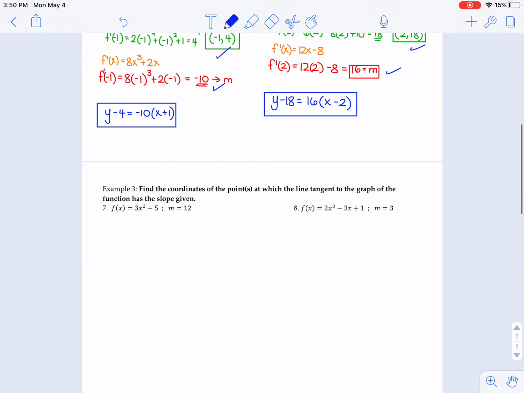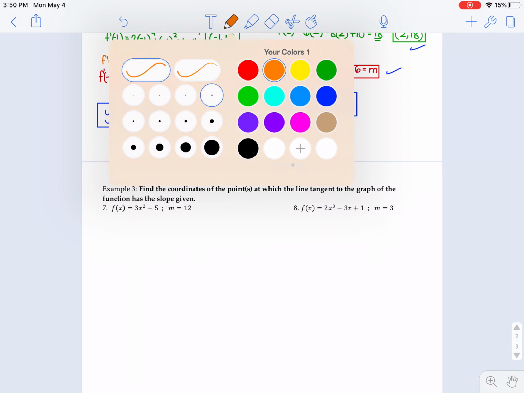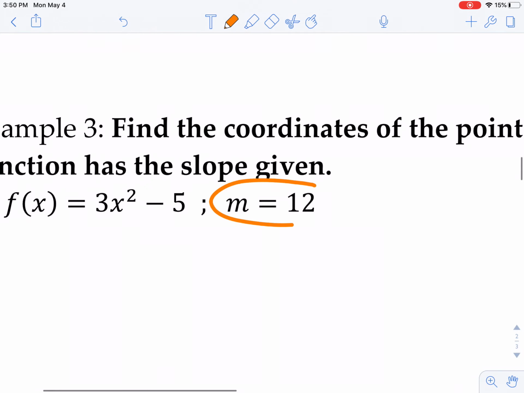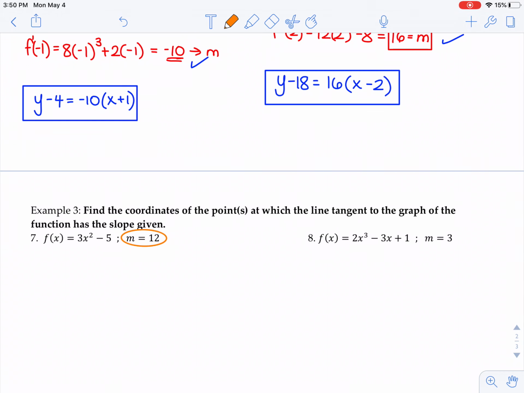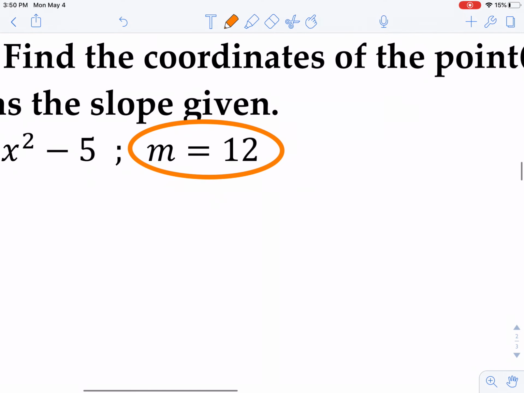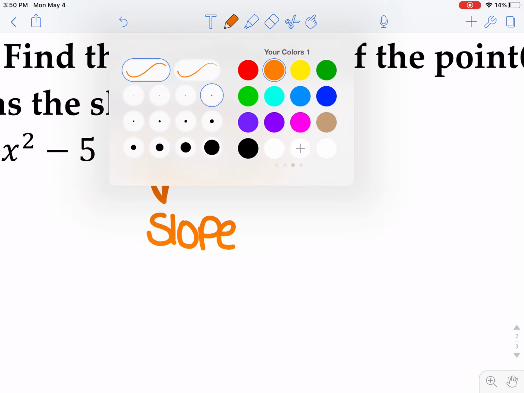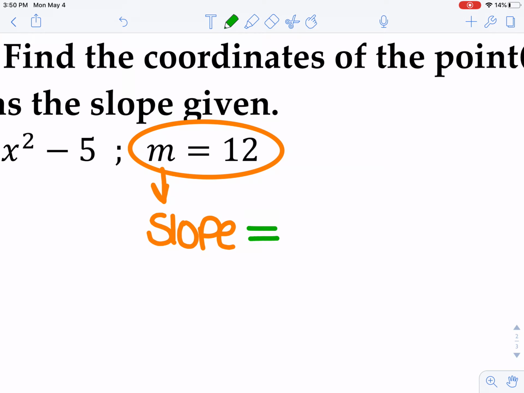This is working backwards. What if I give you a slope? Can you tell me the point in which the line is tangent at that slope? Okay. Essentially, here we go. This is a slope. If you're working with a slope, you want to work with the derivative. So what we're going to do is set it equal to the derivative.